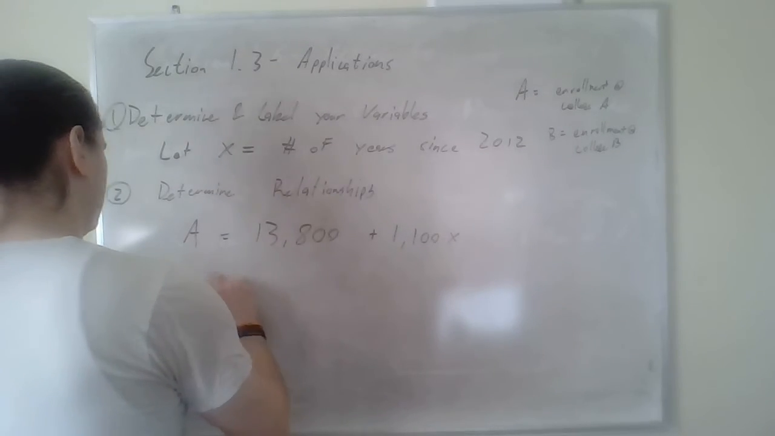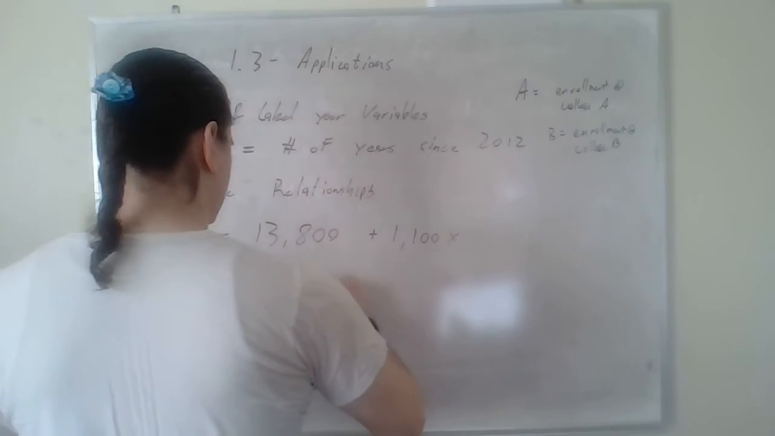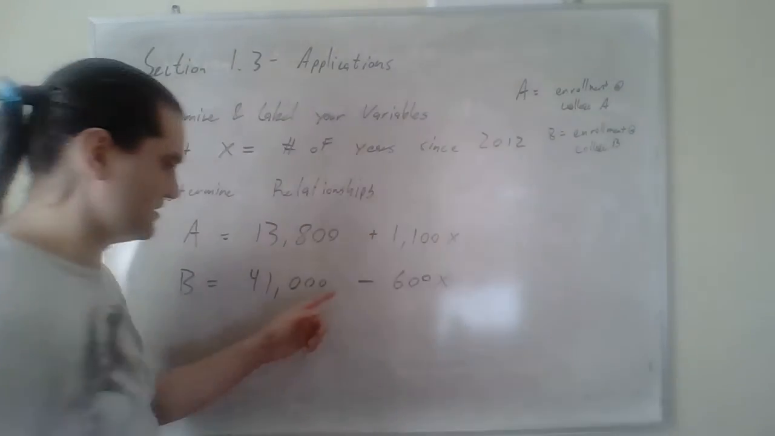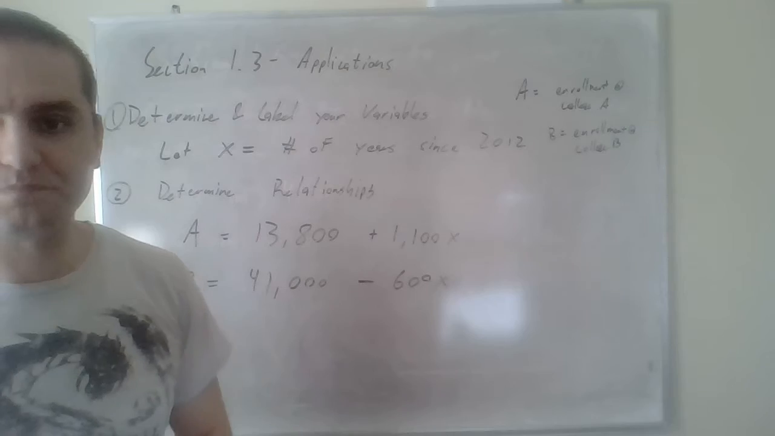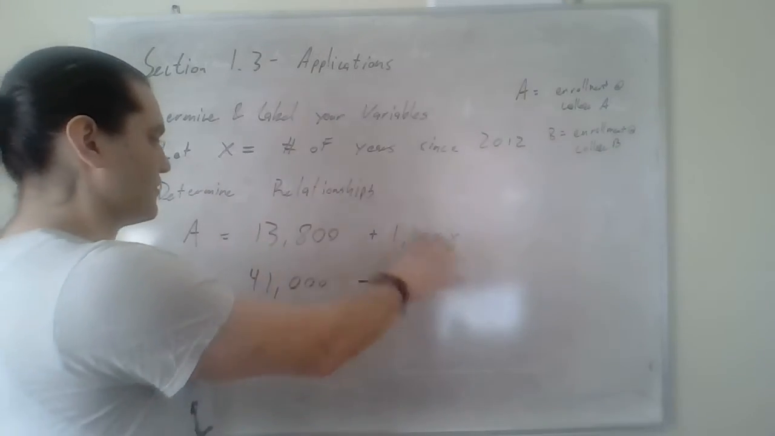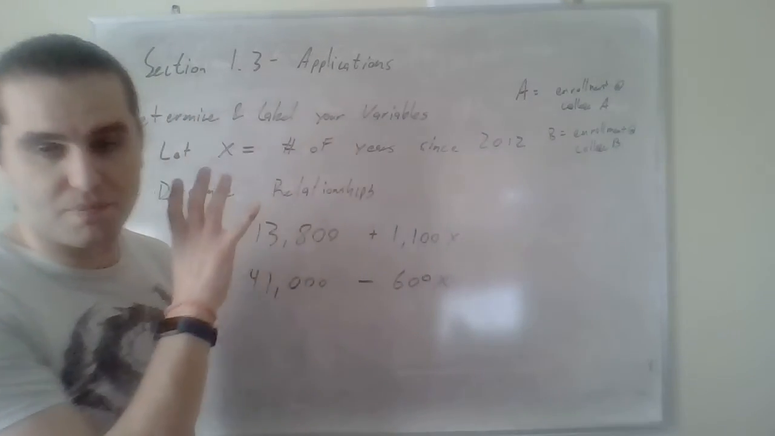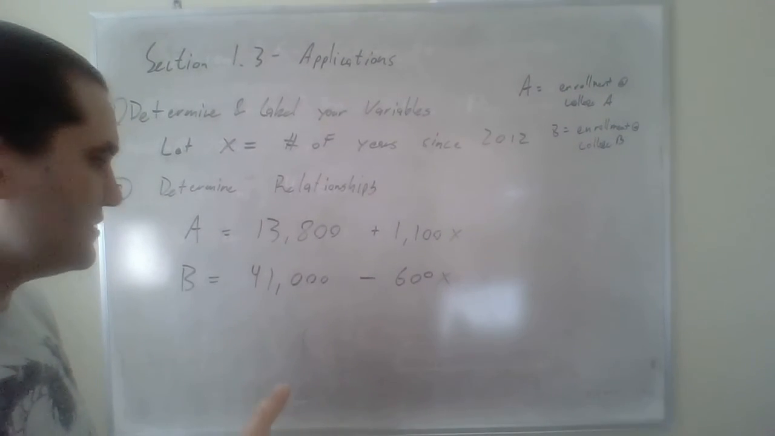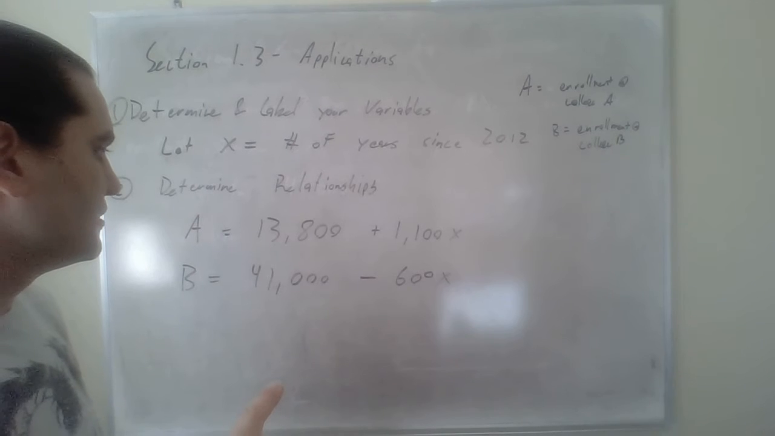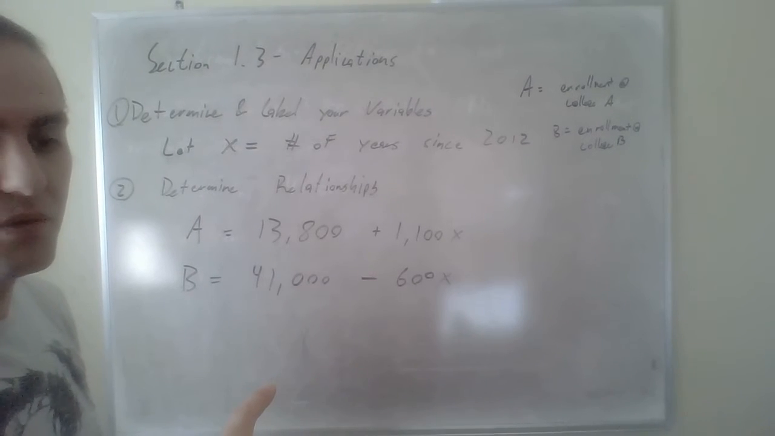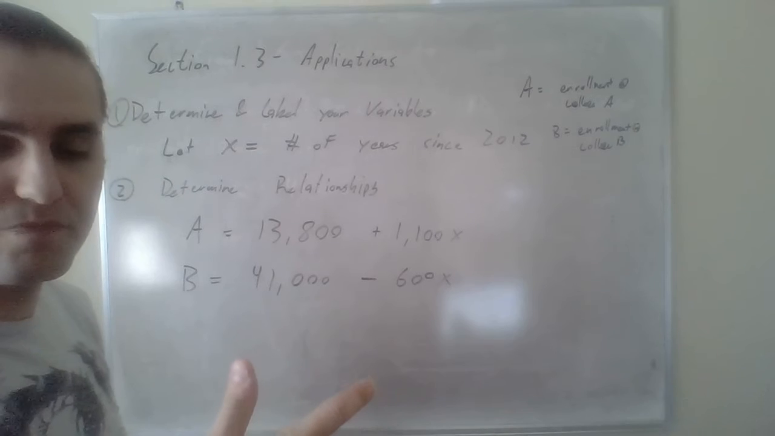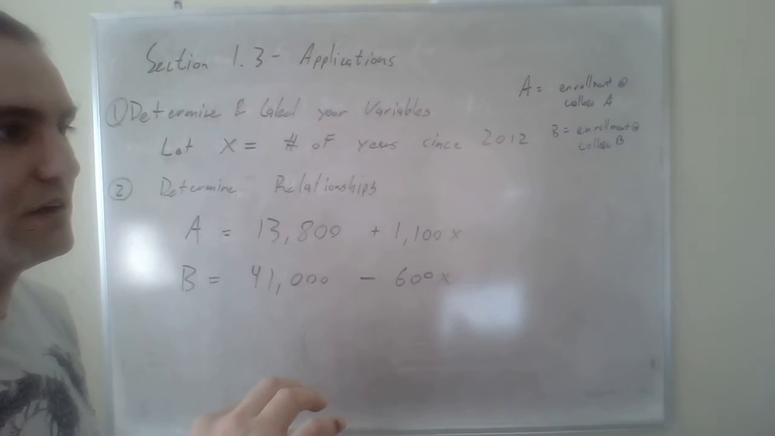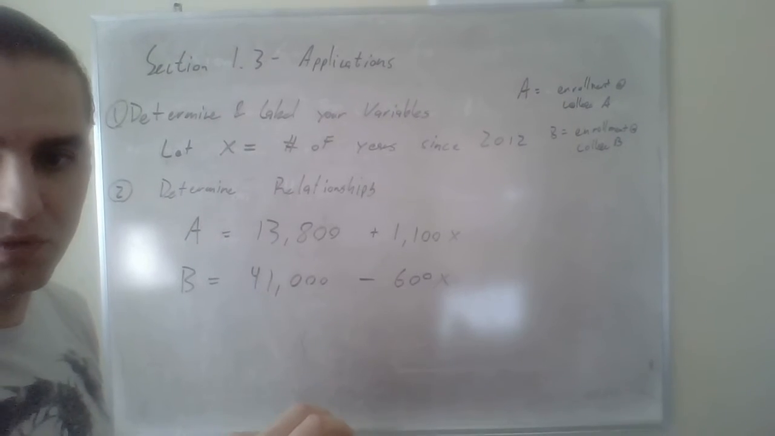B is 41,000 minus 600x. This is decreasing at 600 per year. So these are the relationships that we have going on in the story problem. Once we have these established, all we have to do is figure out what the question is asking us. The question is asking us, in what year are the enrollments equal?